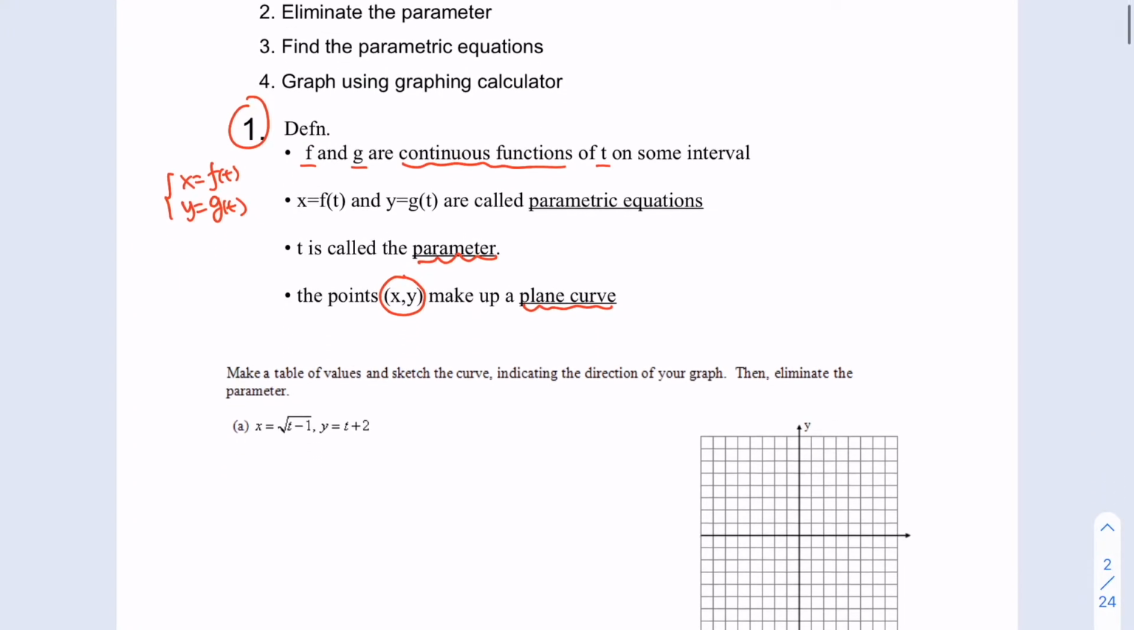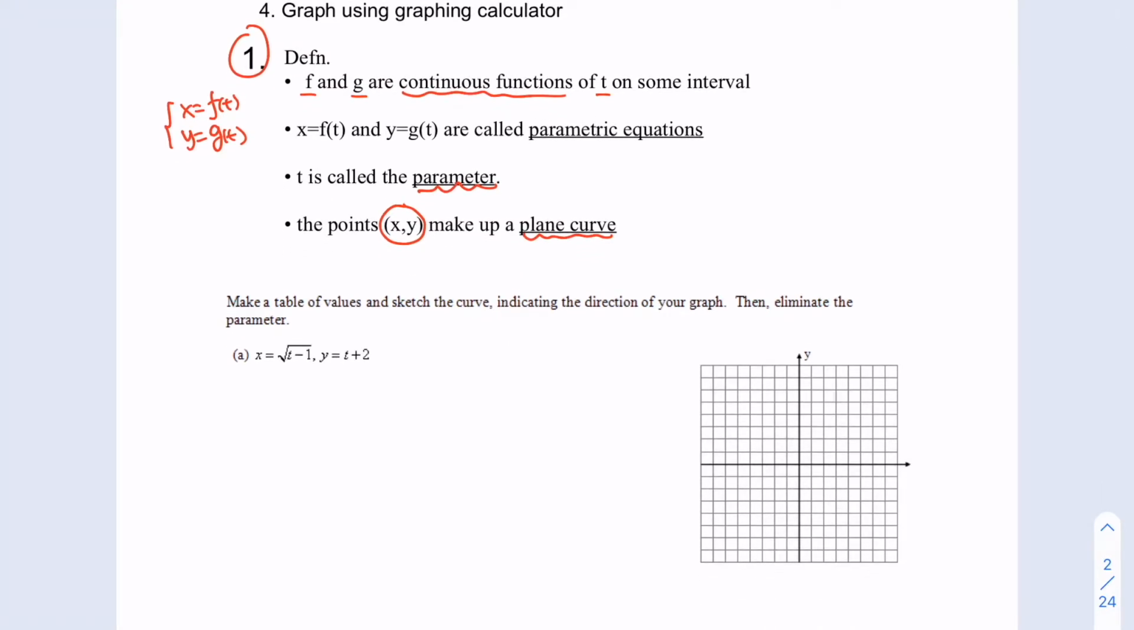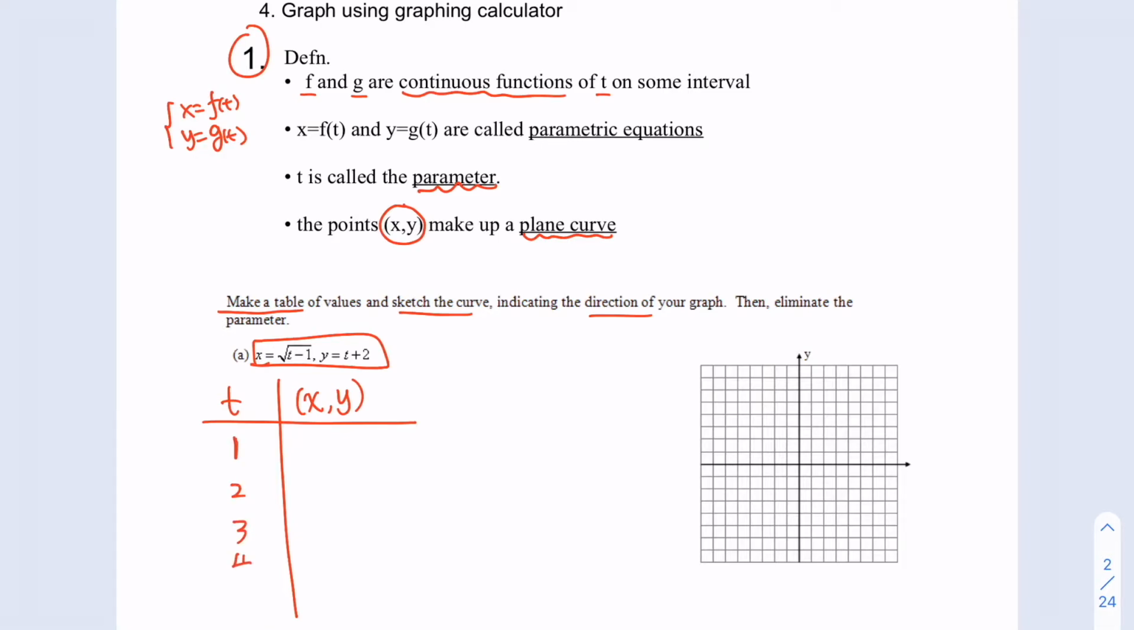Let me have a look at example 1. Make a table of values and sketch the curve indicating the direction of the curve and eliminate the parameter. So x equals square root of t minus 1, y equals t plus 2. This is the parametric equation. When we make a table, our input is t, our output is the point x, y. So given t, as we know, t has to be greater than or equal to 1 here. So t equals 1, 2, 3, 4, 5.